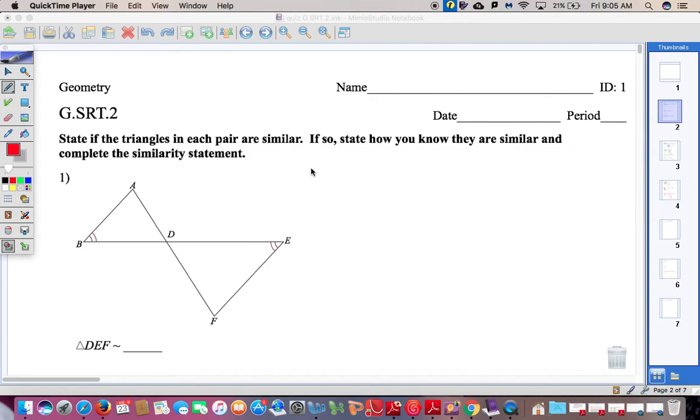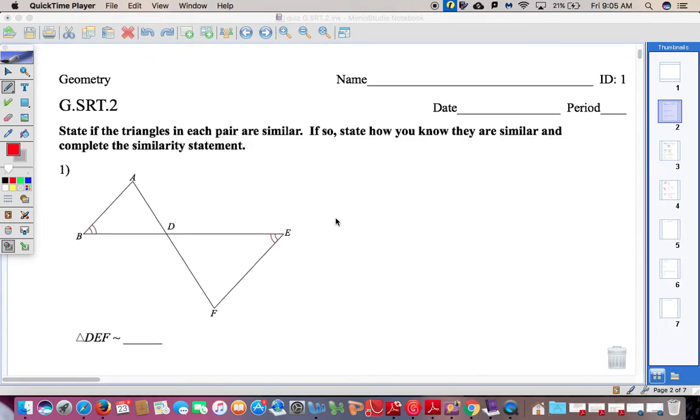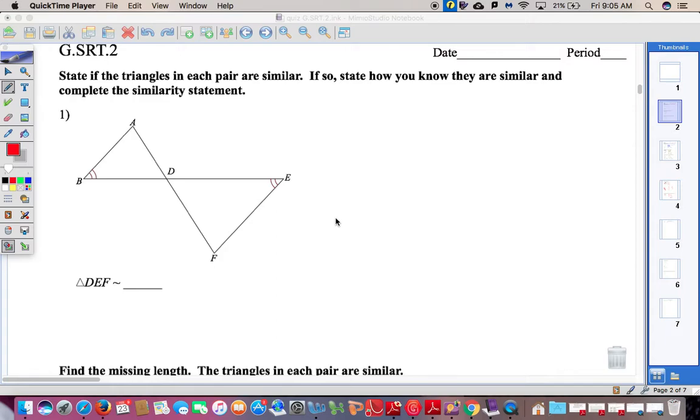This is the first quiz for the standard G.SRT.2. Our first question is to state if the triangles in each pair are similar, and if so, state how you know they're similar, and complete the similarity statement.